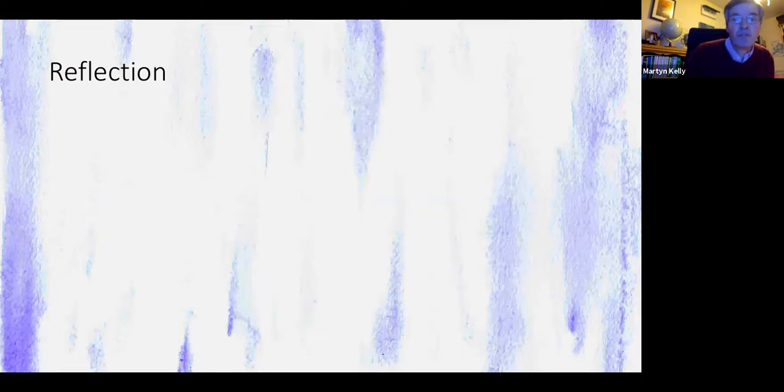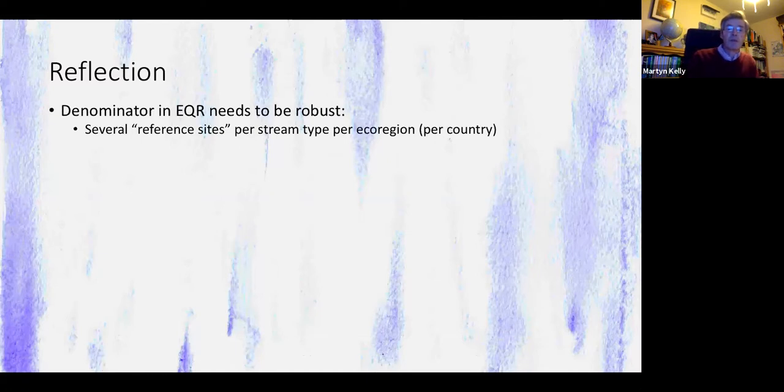So to reflect on setting the reference benchmark from the European perspective, we realized early on the denominator in the EQR needs to be robust. So it's easy to set yourself a very pure reference concept, but actually if you're going to use it as the basis for a regulatory system, then it needs to be robust, which means you need several reference sites per stream type, per ecoregion, and because this is a responsibility that's devolved to individual countries, per country as well.